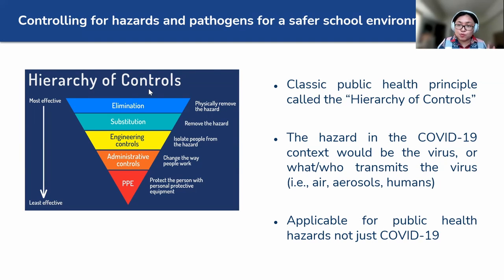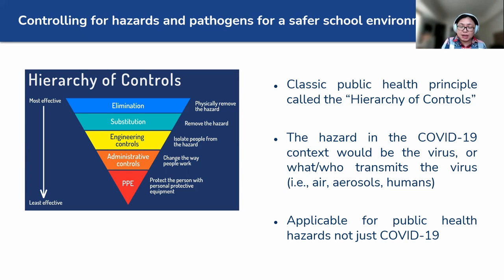Why do we say control? Because we want to control a hazard. So what is the hazard here? The hazard for reopening schools is COVID-19, right? So COVID-19 transmission. So that's the hazard here. We're talking about the virus and the transmission, or what or who transmits the virus.